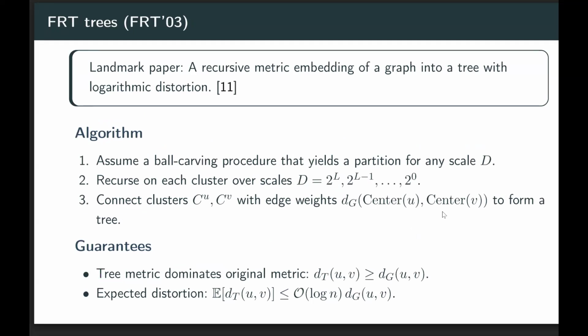So second up, we now do this with your favorite ball carving algorithm, and you apply it to multiple levels. So how does it work? You pick any ball carving, you apply it to the whole graph, and then you get some clusters. And then for each cluster, you recursively apply this ball carving again, but you want smaller clusters. So the average cluster diameter D, you just decrease by a factor of 2 in every step.